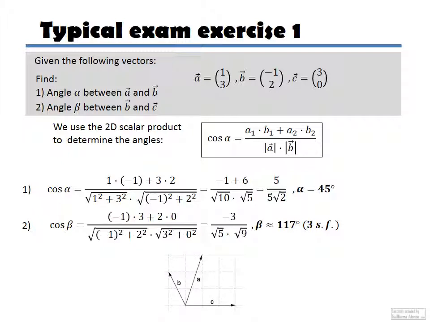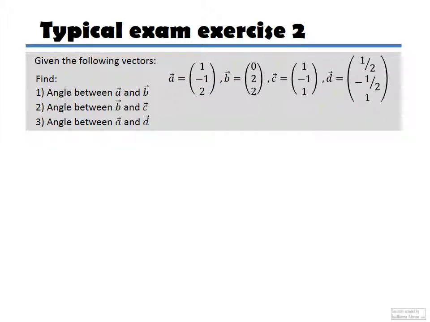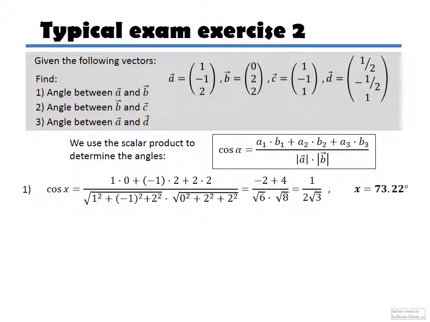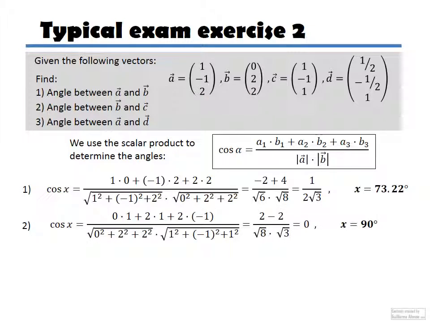And it makes sense, because if I represent them, this is what they look like. So it makes sense that the angle between A and B, this angle here, could be 45 more or less. And the angle between B and C, this angle here, is about 117 degrees. So that's basically what the scalar product does. Here's another example with three-dimensional vectors. Again, we can look for the angle between A and B, but now we're going to have to use the bigger extended version of the formula. I get that the angle here would be 73.22, and 90 degrees for B and C, because remember it gives me 0, meaning that B and C are perpendicular.